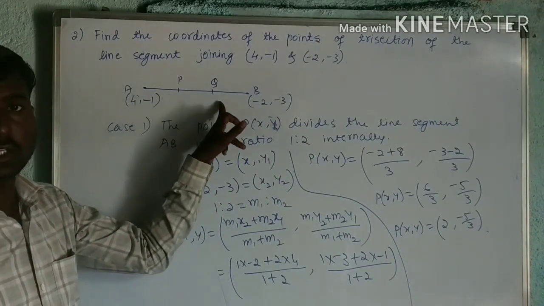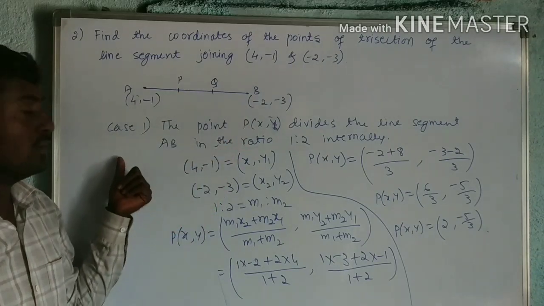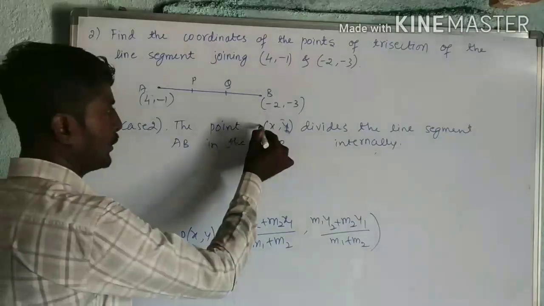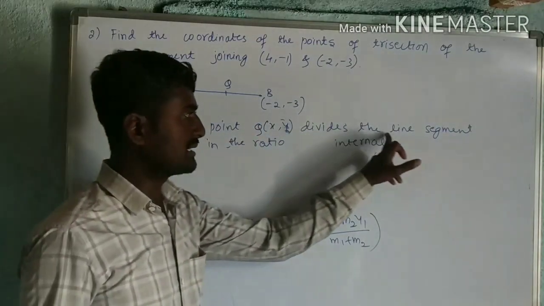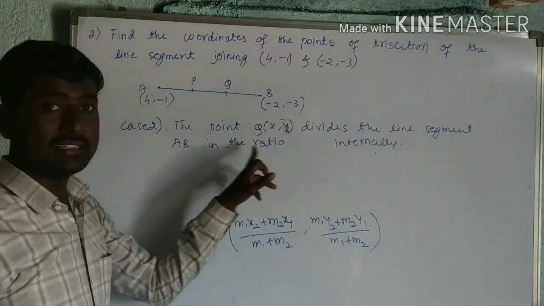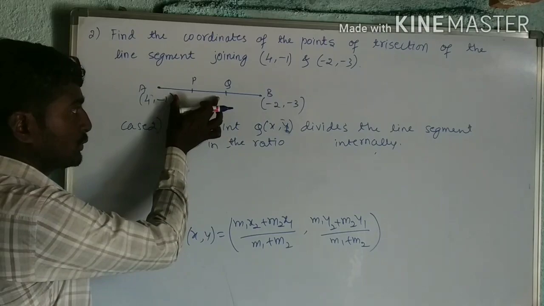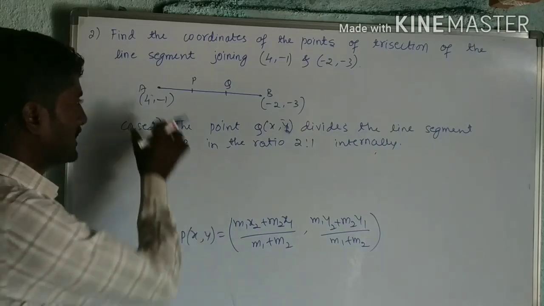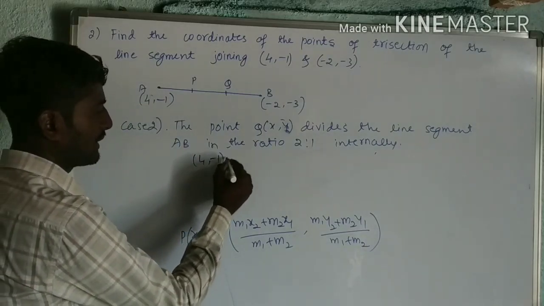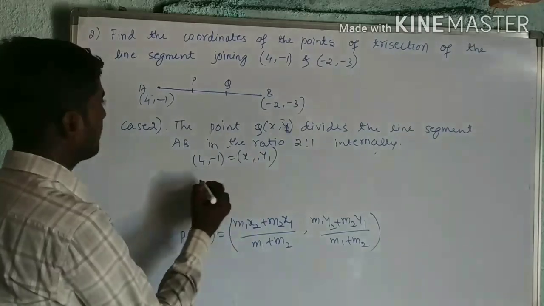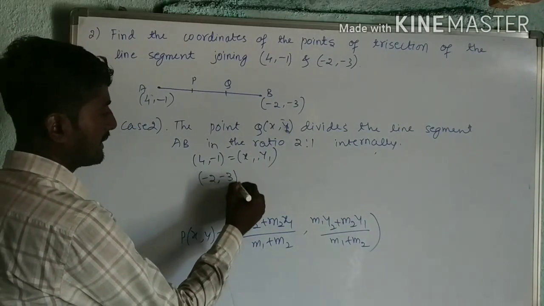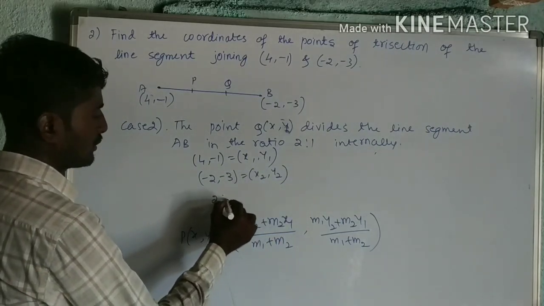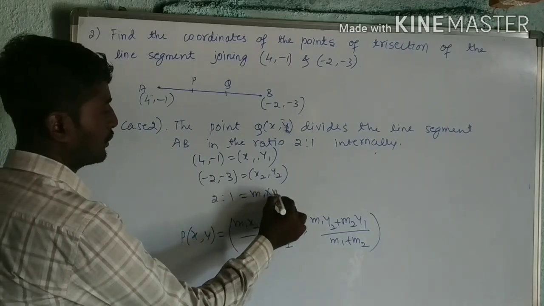Then I have to find the point Q. So for that, I'll move to case 2. The point Q of x comma y divides the line segment AB in the ratio 2:1 internally. The first point x1 comma y1 is 4 comma minus 1, and the second point x2 comma y2 is minus 2 comma minus 3. So the ratio is 2:1, that is M1 is to M2.